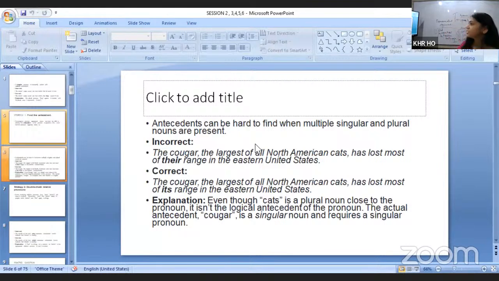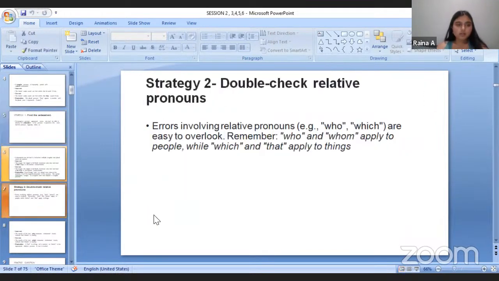Okay. So here, you can see the screen, right? Yes. So here we are talking about the cougars. That is what we just discussed. And that's why it requires a singular pronoun. Now coming on to the next slide. Here you can see: double check relative pronouns.